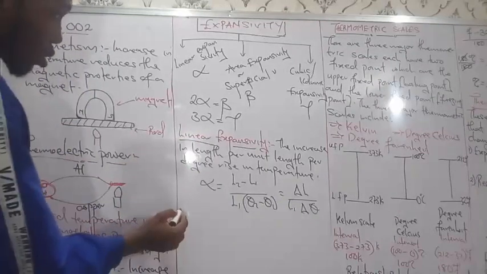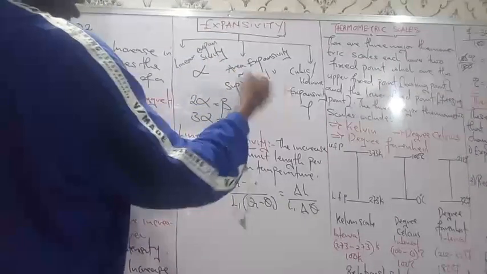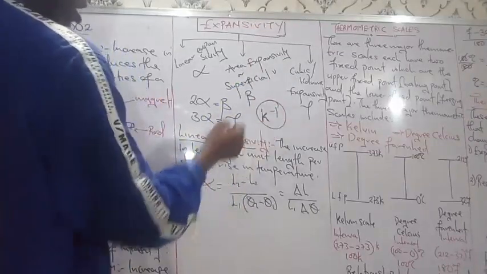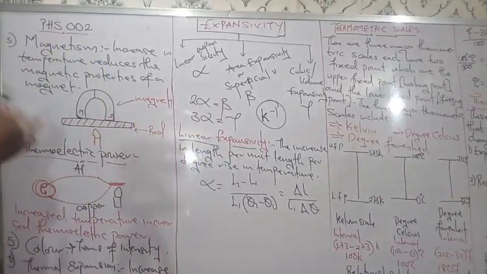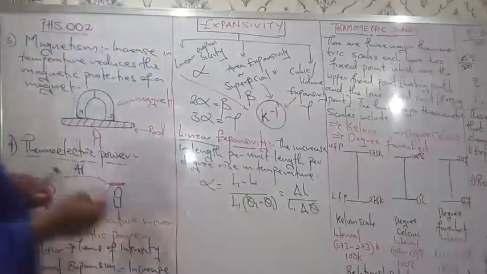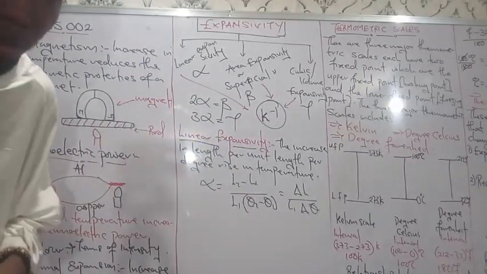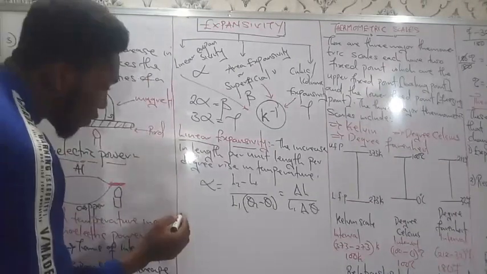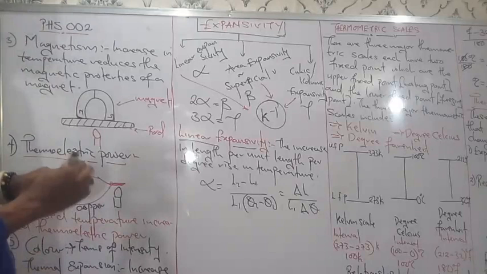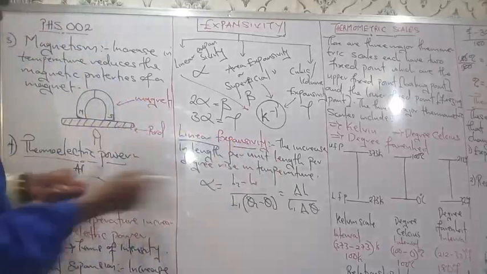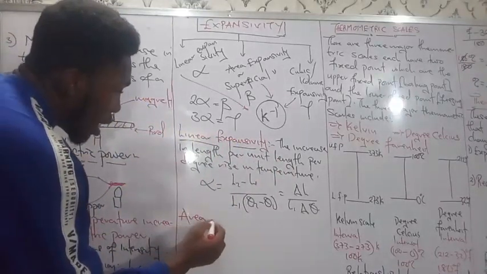Expansivity is generally measured in per Kelvin. So linear expansivity is measured in per Kelvin, thermal expansivity per Kelvin, area expansivity per Kelvin. Very, very key for us to know that. Then we focus on the next one, area expansivity, also known as superficial expansivity. Once you know the definition for linear expansivity, it's just for you to change wherever you see length to area. Area expansivity.